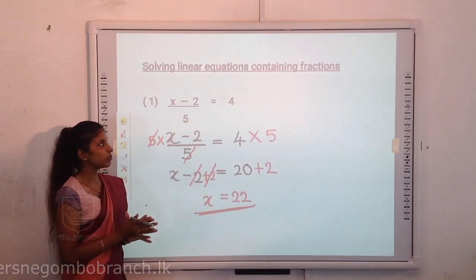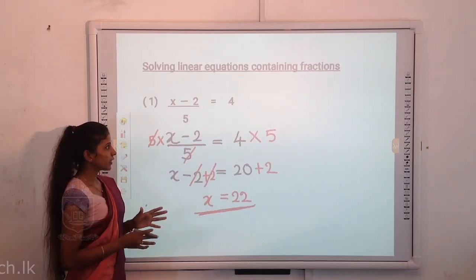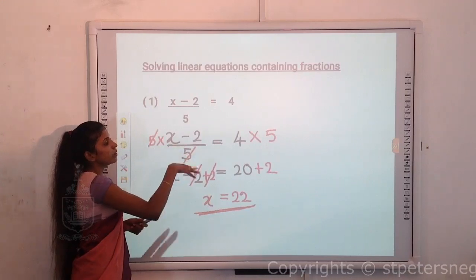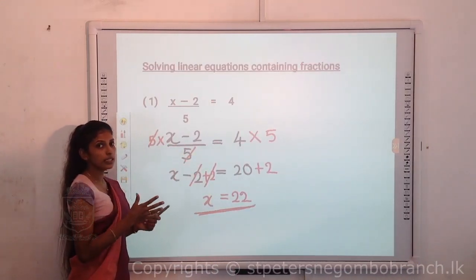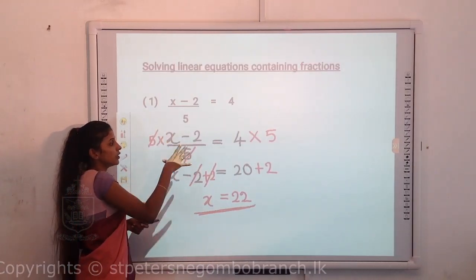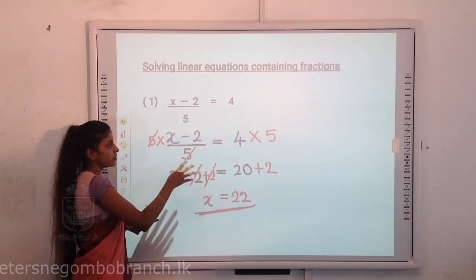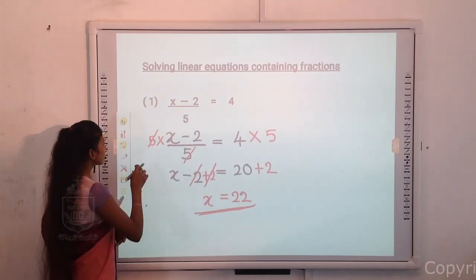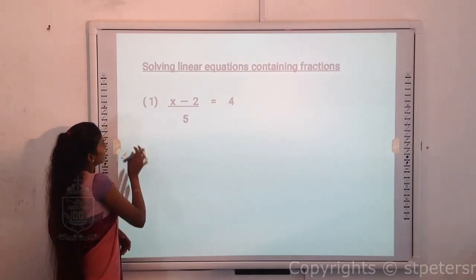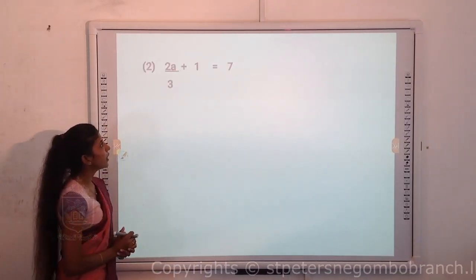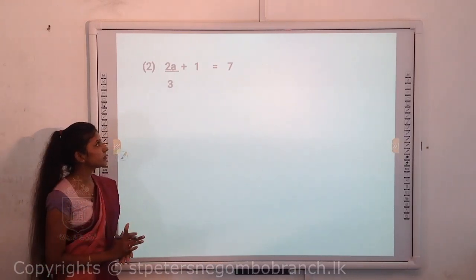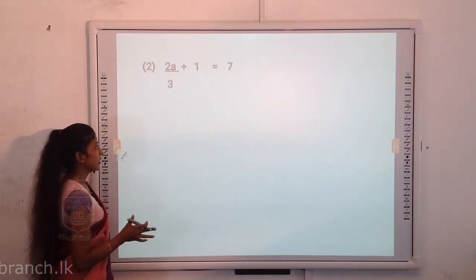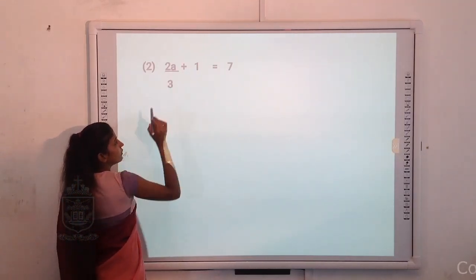So what you have to keep in your mind is when you are simplifying equations containing fractions, always simplify the outermost numbers which are not linked, which are not connected with the unknown. So you simplify 5 first and then stepwise you are moving to this unknown term. Okay. Let's do another example. There you have 2a divided by 3 plus 1 equals 7. So you all can see two expressions are there, that is 2a divided by 3 and 1.